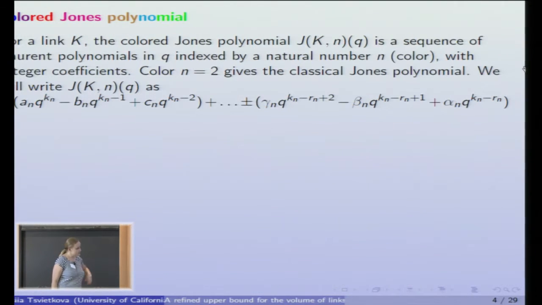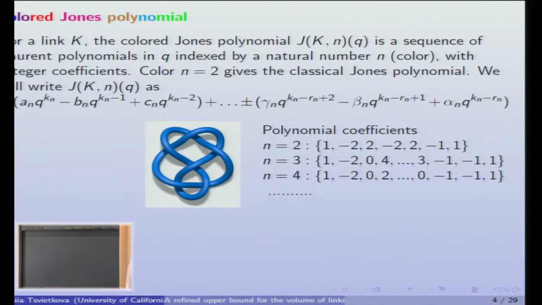And let's look at the colored Jones polynomial. Let's recall some simple things about it. The colored Jones polynomial is a sequence of Laurent polynomials. We have a variable q, that will be our notation. N is a color, so n is the index of those Laurent polynomials, and it's a natural number. And K is the knot or link we're looking at. Color n equals 2 gives the classical Jones polynomial for knots and links. So the notation will be something like this. Here these are the first coefficients, so-called leading coefficients, and those three are the last coefficients, trailing coefficients, so the highest and lowest degree, respectively. You can look at examples. This will be just a sequence of numbers, an infinite sequence. These are coefficients for this particular link.